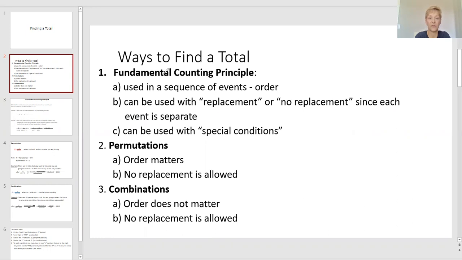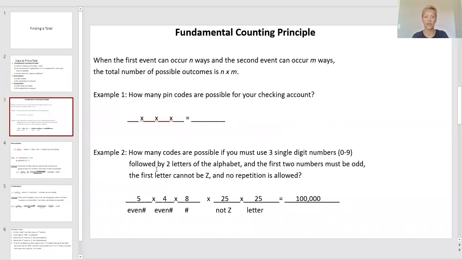Okay, so that would narrow it down to either the counting principle or permutations. Remember, this problem had special conditions, so that knocks out permutations, and you have to use the fundamental counting principle. All right, so that's how I knew which one to pick, so to speak. So I know when it's fundamental counting principle, I start drawing blanks. So I drew 3 blanks here and 2 blanks here.